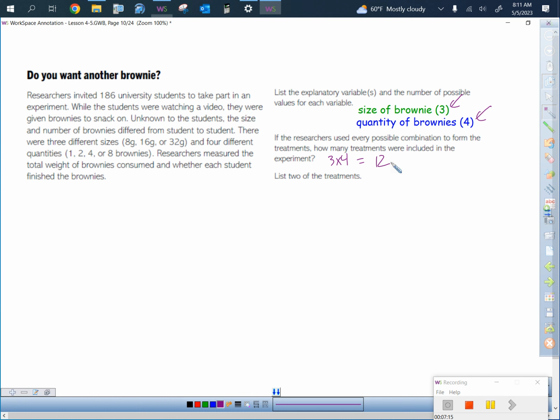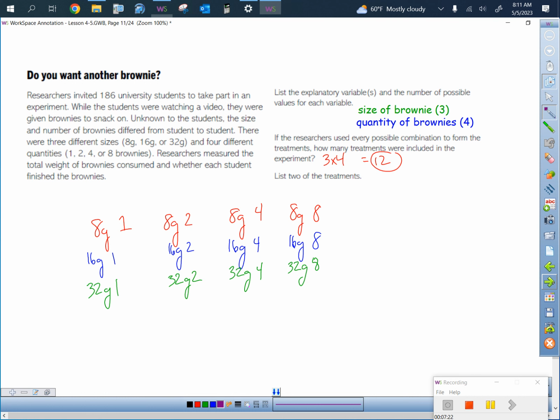So list 2 of the treatments. Y'all, I'm going to list all 12 of them. I don't care which 2 you pick, but the way you list them all is, let's say the first person was given the 8-gram brownie, and then there's 4 different ways they could get a quantity. So they got the 8-gram and 1 brownie, 8-gram and 2 brownies, 8-gram and 4 brownies, or 8-gram and 8 brownies, right? And then you just do that with the 16-gram. They could get 1, 2, 4, or 8 of them. With the 32-gram, they could get 1, 2, 4, or 8 of them. So that's just multiplying those together.